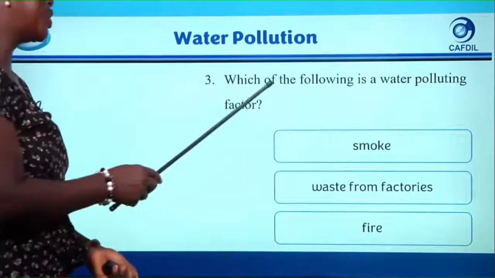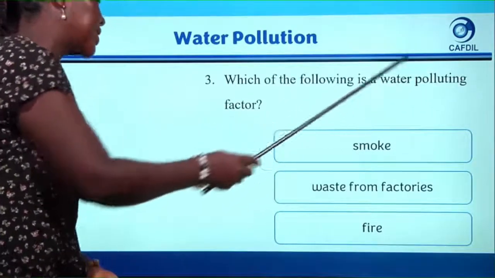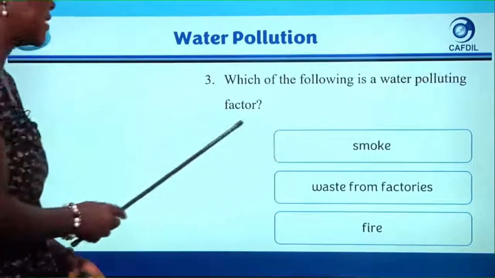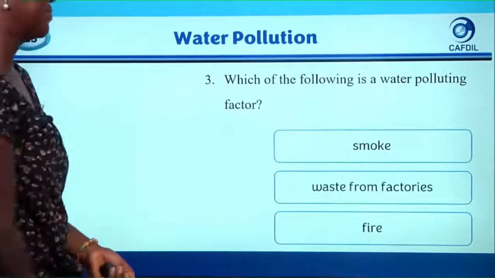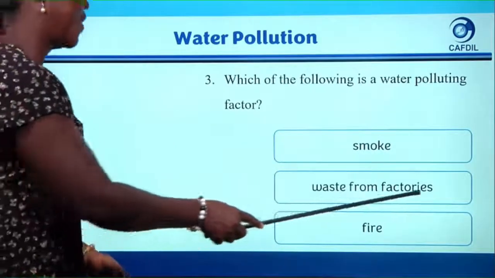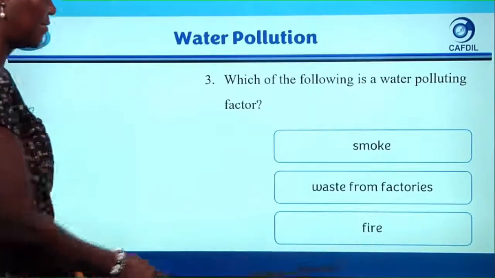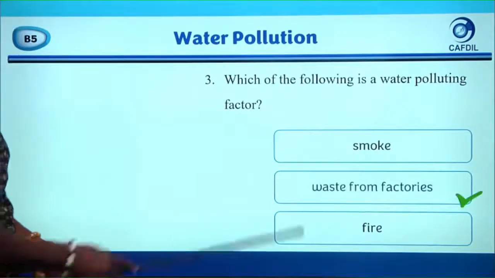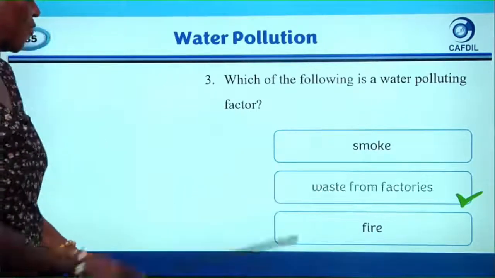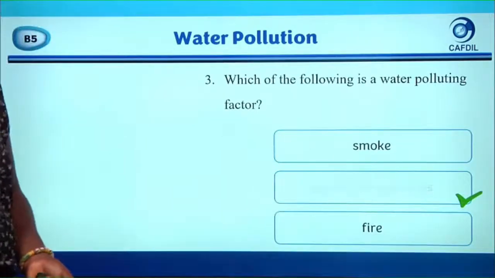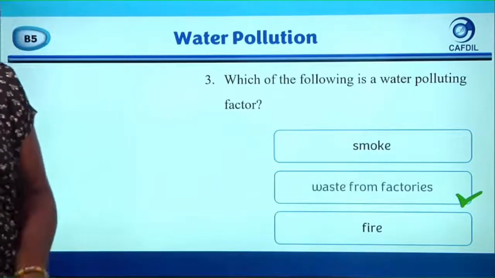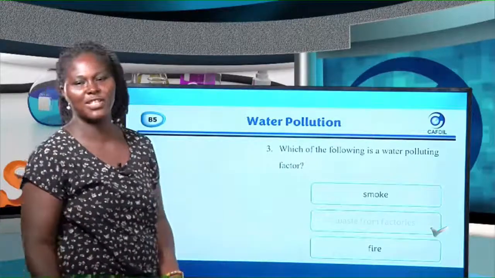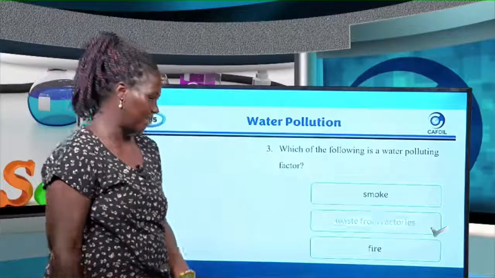Good. Number 3. Which of the following is a water polluting factor? We have smoke, waste from factories, and then fire. Which one? Okay, waste from factories. The waste also contains chemicals, and the chemicals are harmful to our body. So when it gets into the water and you use it, it is not safe.